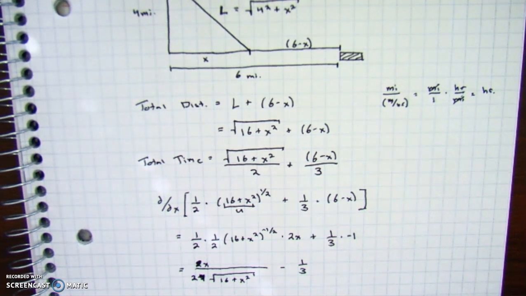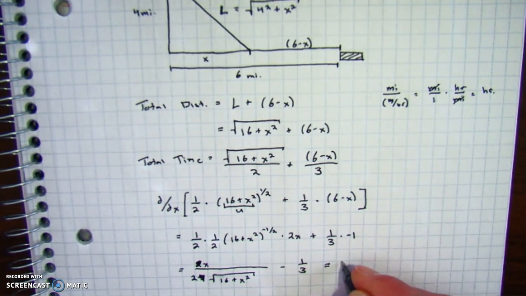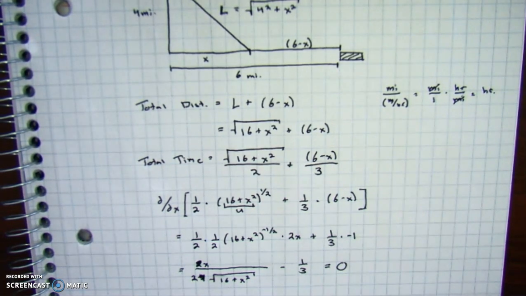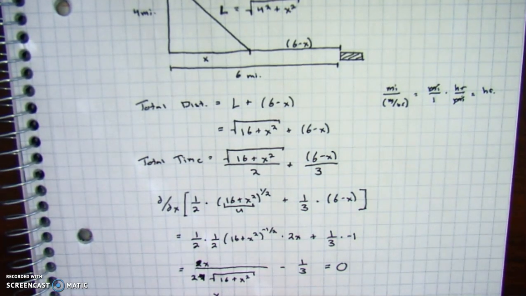We're not gonna combine the 2 into 1 because we're at a spot that we can start working with this a little bit easier. Because remember, I want to set it equal to 0, or I want to find out when this equals 0. So let me go ahead and add 1/3 to each side. So I know that on this side I've got x over 2 square root of 16 plus x squared. I add 1/3 to each side. So that just equals 1/3.